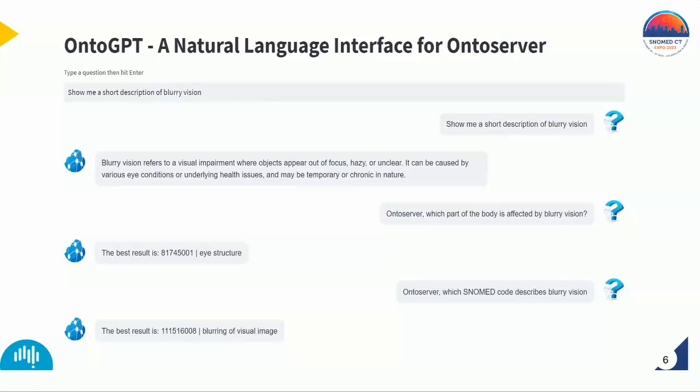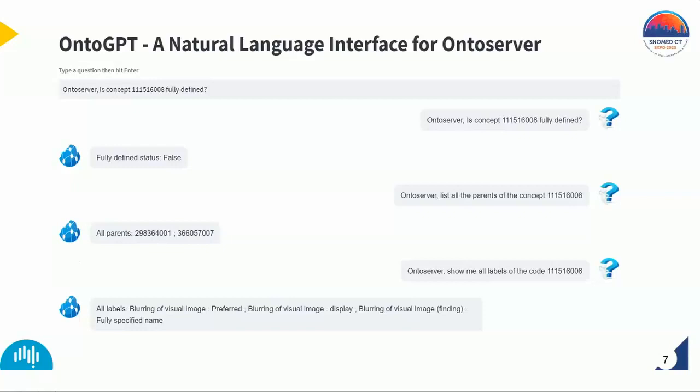First, we can request OntoGPT to provide a brief description of this term. Next, we can instruct our Onto server to discover an equivalent SNOMED code and its associated finding site property. This allows us to confirm that blurry vision can be annotated as blurry visual image with the ID 11516008.